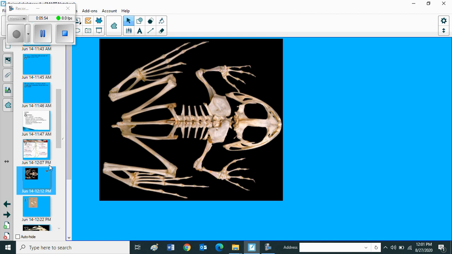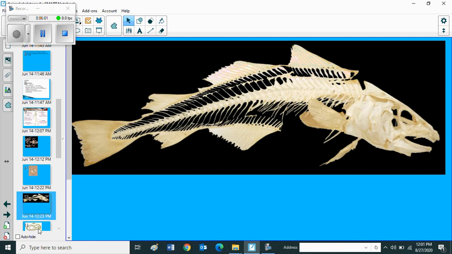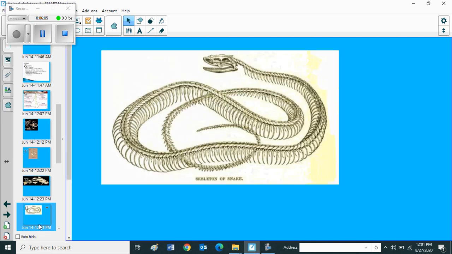Look at the skeleton of a frog, bird, fish, and snake. They have a bony internal skeleton made up of lots of bones joined together and a backbone. The skeleton helps the animal move and supports, as well as protecting the soft parts inside its body. What are the soft parts inside its body? Means organs and tissue.